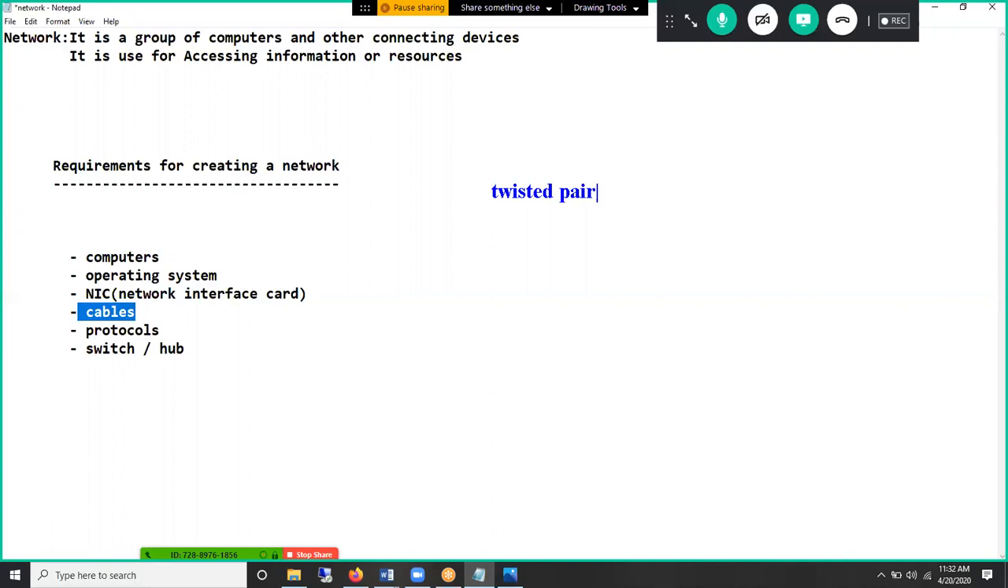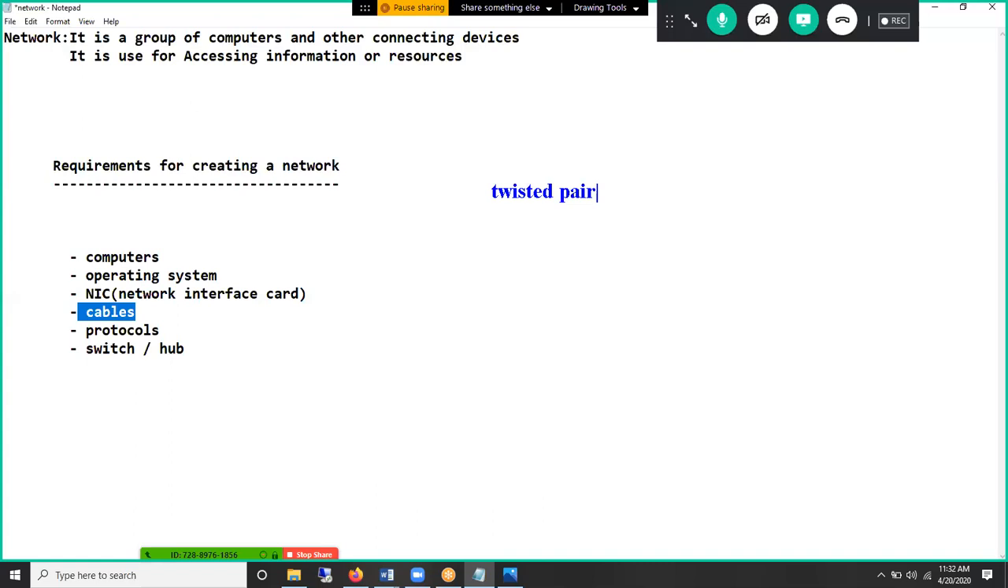Coaxial cable we use for connecting a Star connection to your TV. If you are using a TV, then you will use a coaxial cable. We are not using coaxial cable for connecting our network devices, so make it clear: in networks we don't use coaxial. Coaxial is used if you are a TV operator and want to give a Star connection to multiple people. That is totally different, as it carries the signal from the TV.